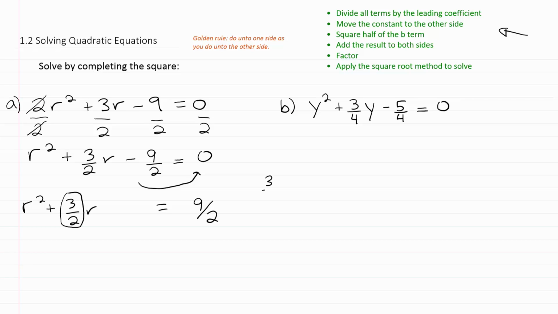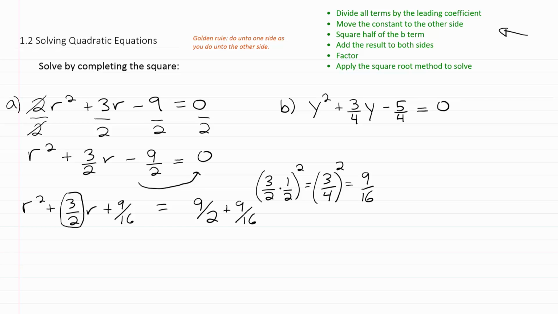So I'll take 3 over 2 and I'll multiply it by a half, right? That's taking half of it, essentially. And then we will square the result. So if I do that, 3 times 1, of course, is 3, and 2 times 2 is 4, and then I need to square the result. Now when I square the result, I'll get 9 over 16, and it'll be positive. And now I'm going to add that result to both sides of the equation. So I'll put a plus 9 over 16 here, and a plus 9 over 16 on the other side.